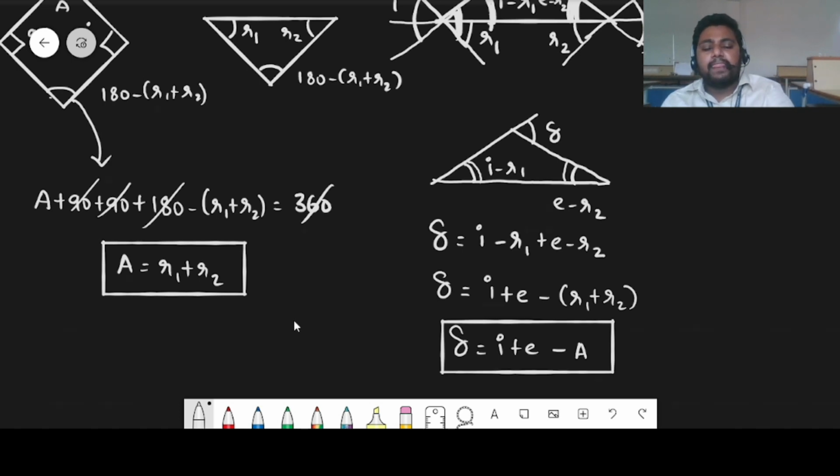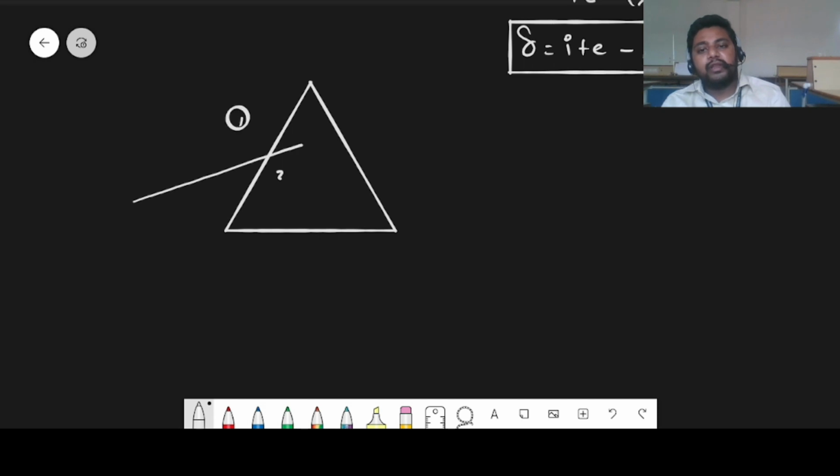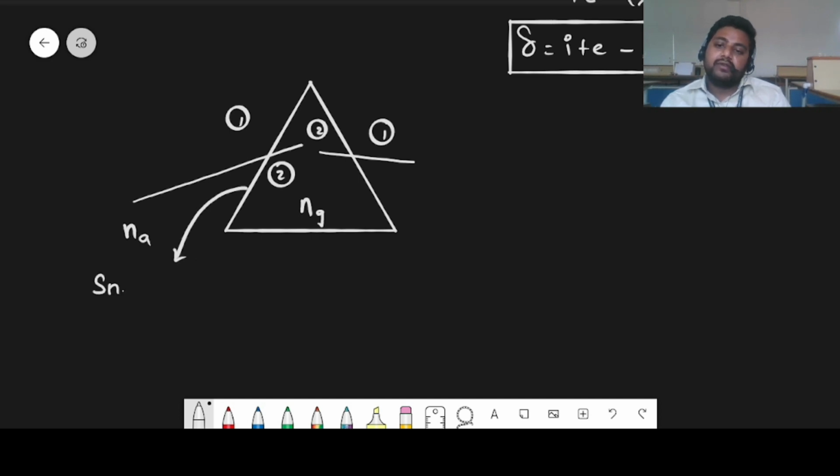Now, if you observe in this entire prism concept, we are having two refractions happening. First is when the light ray is entering from the first medium to the second medium, and the second when the light ray is entering from the second medium to the first medium. So two refractions. We know the refractive index of glass, we know the refractive index of air. If you are using Snell's law for the first surface, Snell's law states that refractive index into sine of angle in that particular medium is equal to refractive index into sine of angle in that particular medium. This is for the first surface.